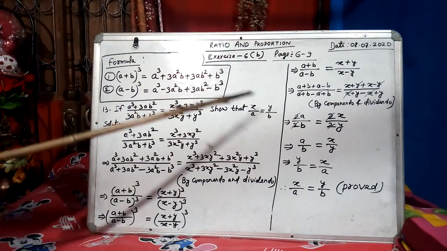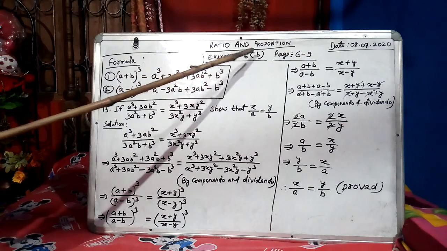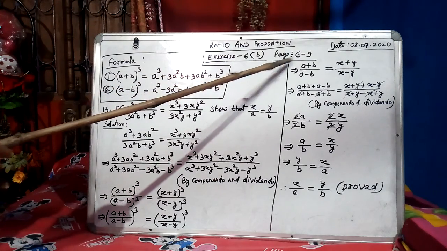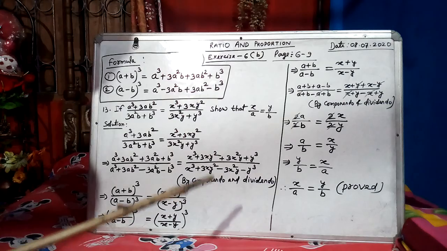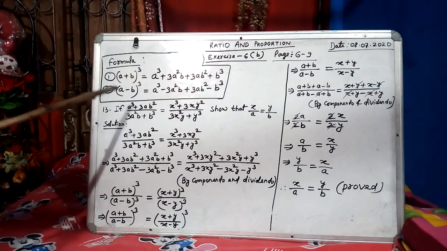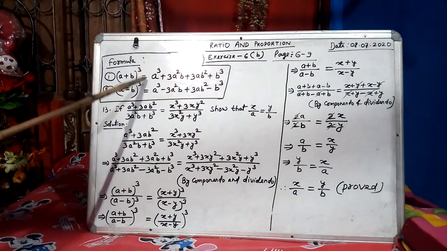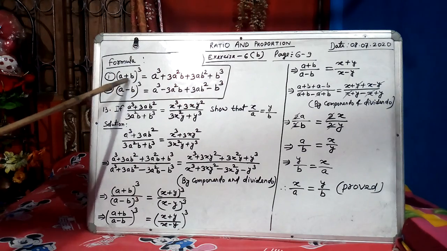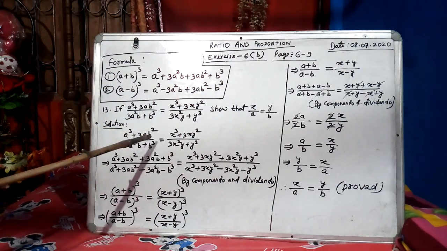Children, today we will learn ratio and proportion, exercise 6b, page number 69. Today's question is a little bit different. Today, first of all, we will learn the formula of (a plus b) whole cube and (a minus b) whole cube. And based on this knowledge, we will solve question number 13.